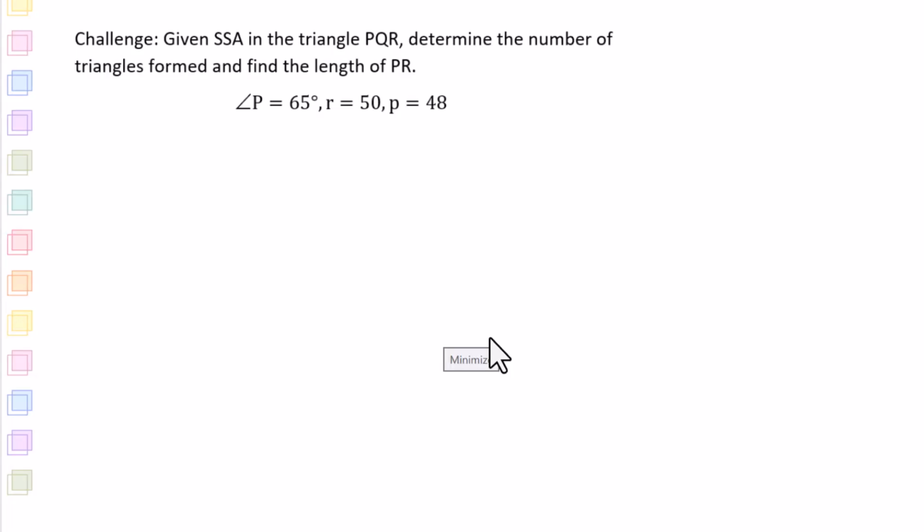In this video, I will show you how to use the cosine law to deal with ambiguous cases. Given SSA in the triangle PQR, determine the number of triangles formed and find the length of PR.